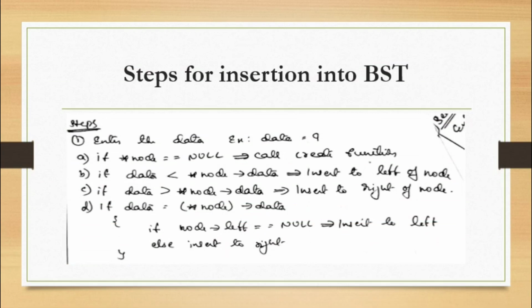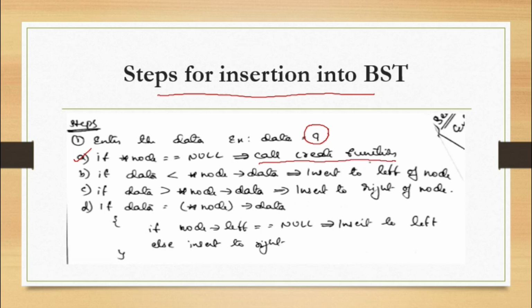So how do you insert data? What conditions do you need to see while you are inserting data into the binary search tree? Say the data is 9. If there is no node, that is your first condition. If star node is equal to null, then you need to call the create function, which will create a node for you.